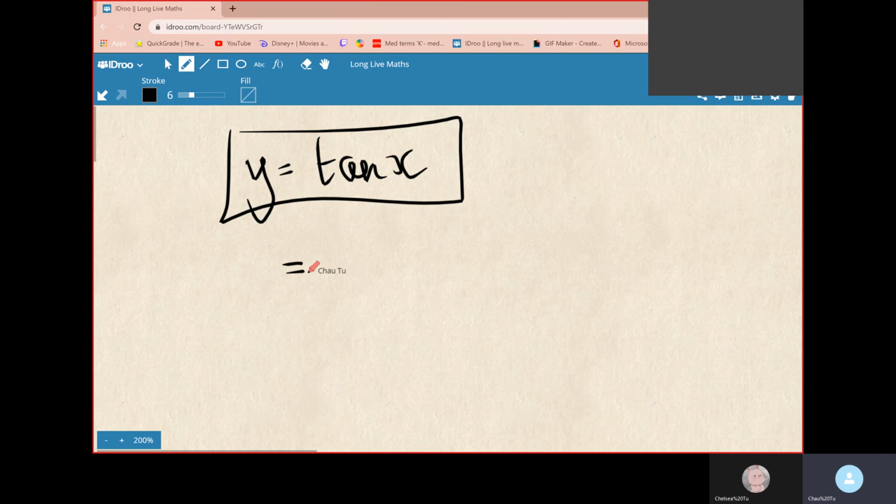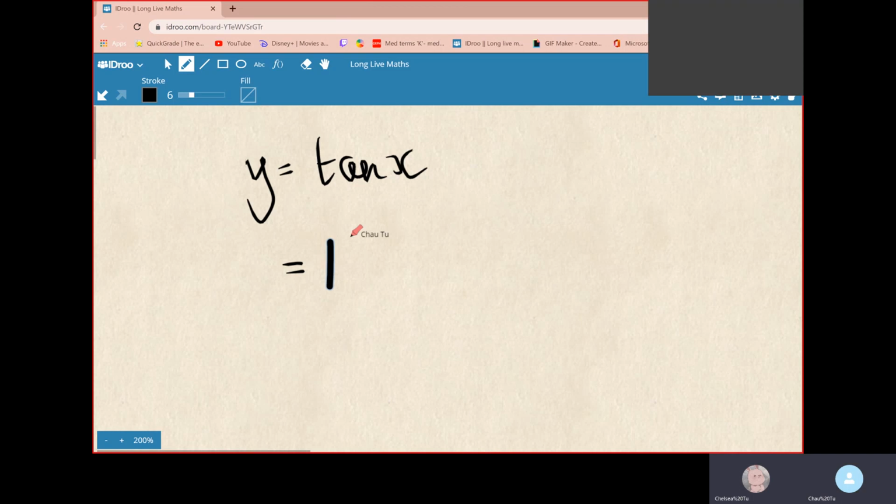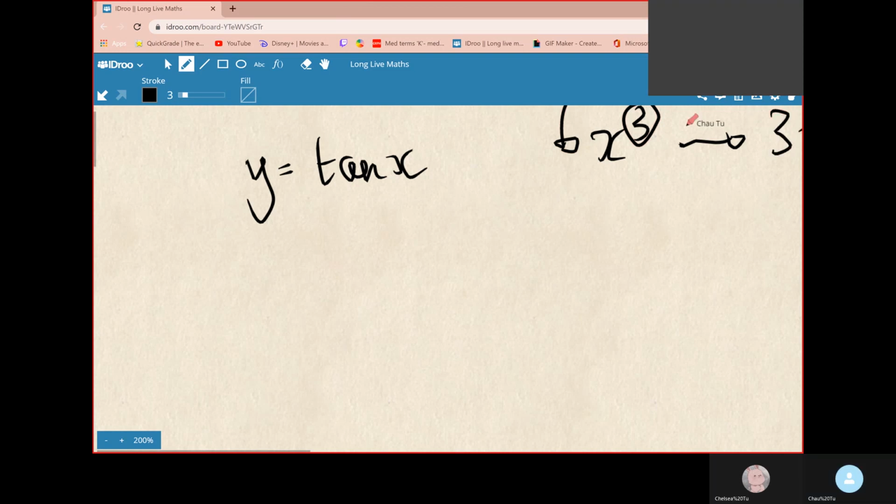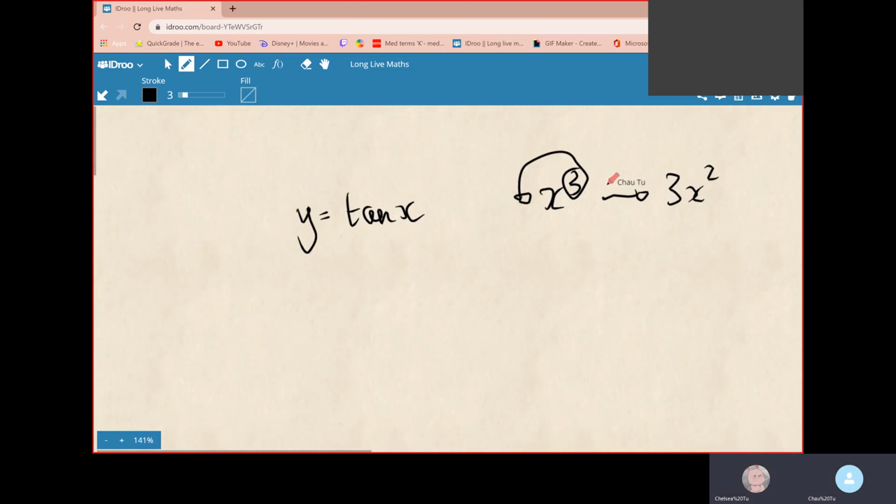Anyway, how do you differentiate tan of x? Can you remember? Tan to the power of minus 1? Oh no, you can't think of it like that. You were thinking of the power coming down and the x staying the same, were you? No, I was just thinking of inversing.